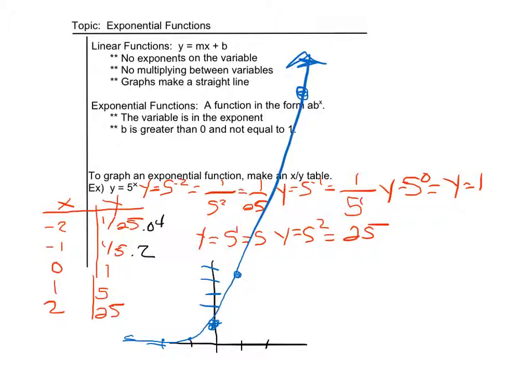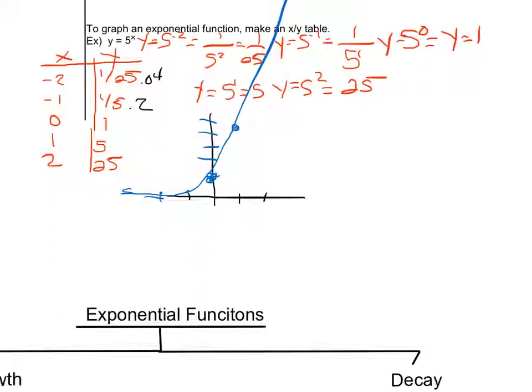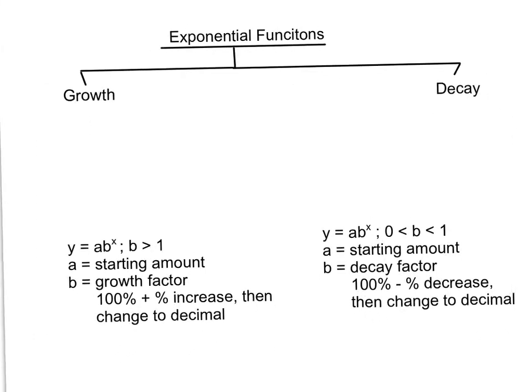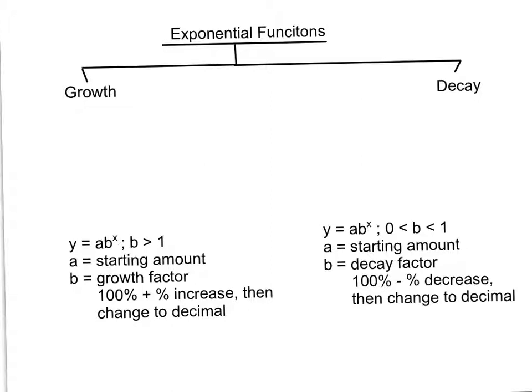What you're going to see is this is called an exponential growth function because my base that is being raised to the exponent is greater than 1. Notice also that if the form is a times b to the x, my a in front is 1. If there is no a written, it's 1, because 1 times 5 to the x is just 5 to the x. Let me show you what these functions are going to look like. We're going to have basically two types of exponential functions: either growth or decay.